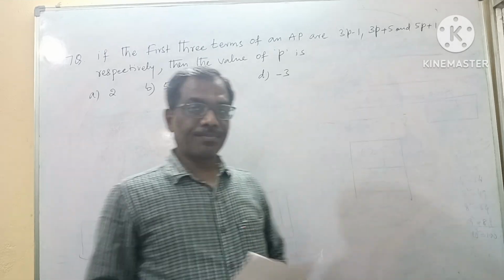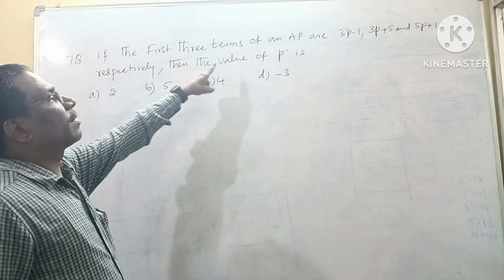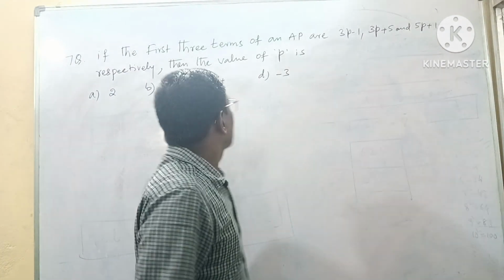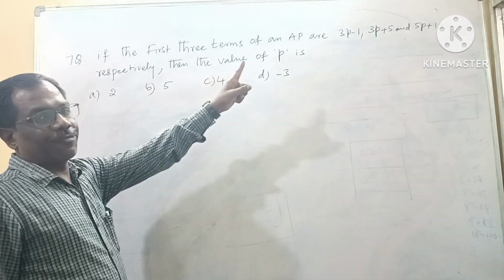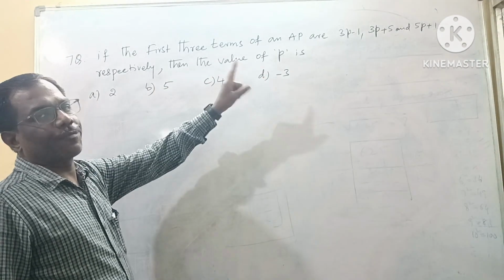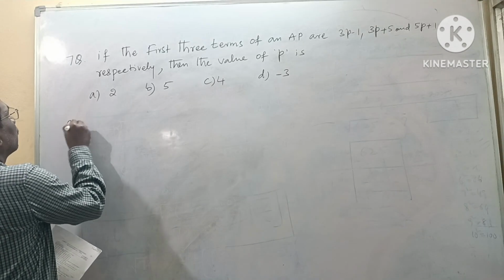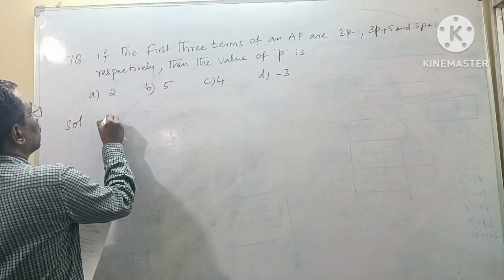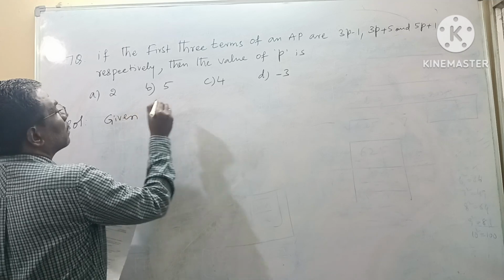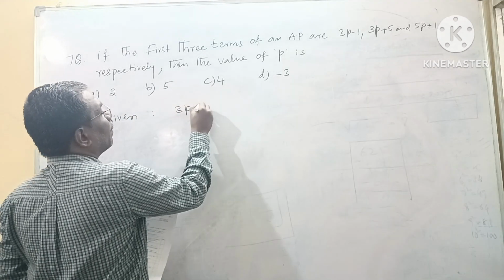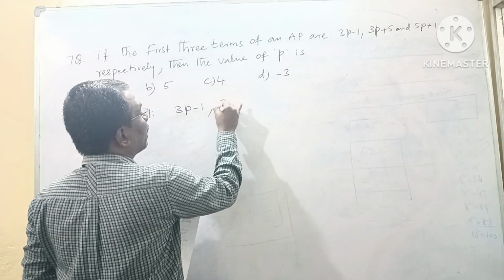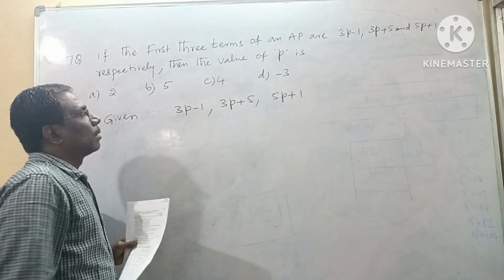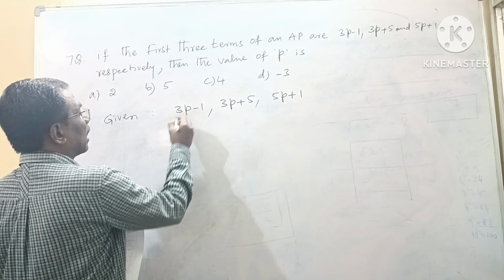Now, seventh question. If the first three terms of an AP are 3p minus 1, 3p plus 5 and 5p plus 1 respectively, then find the value of P. So the solution is: what they have given are the first three terms, 3p minus 1, 3p plus 5 and 5p plus 1. This is the first term.